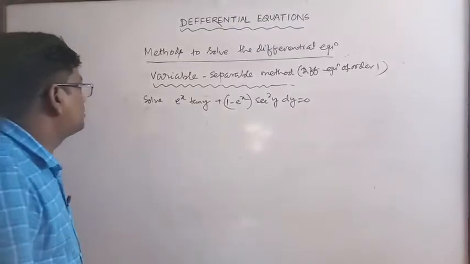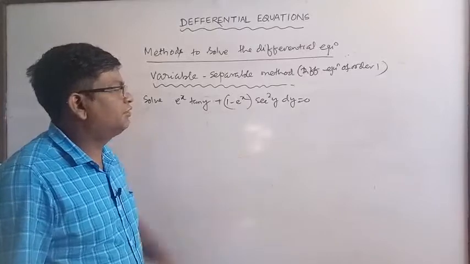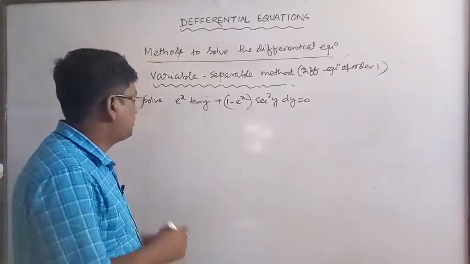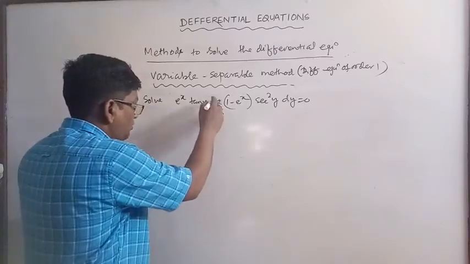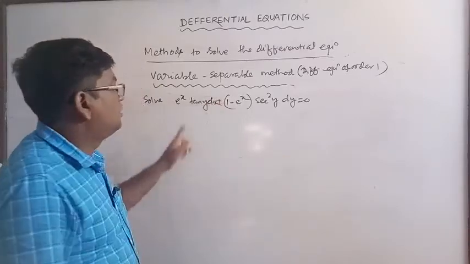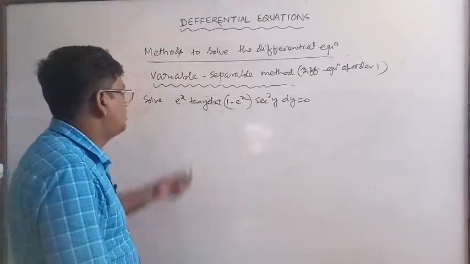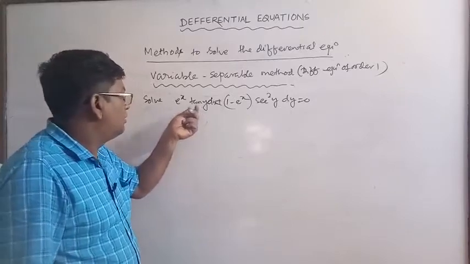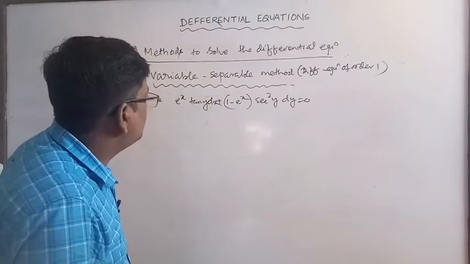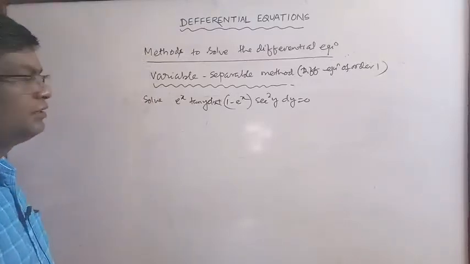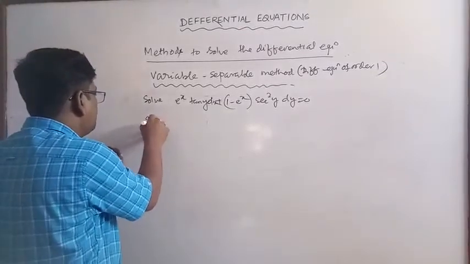And another question. This is the equation: solve e to the x tan y dx plus (1 minus e to the x) sec square y dy equal to 0. Variable separation. Here the x term is present with dx, and the y term with dy. So tan y is extra, so divide by tan y.